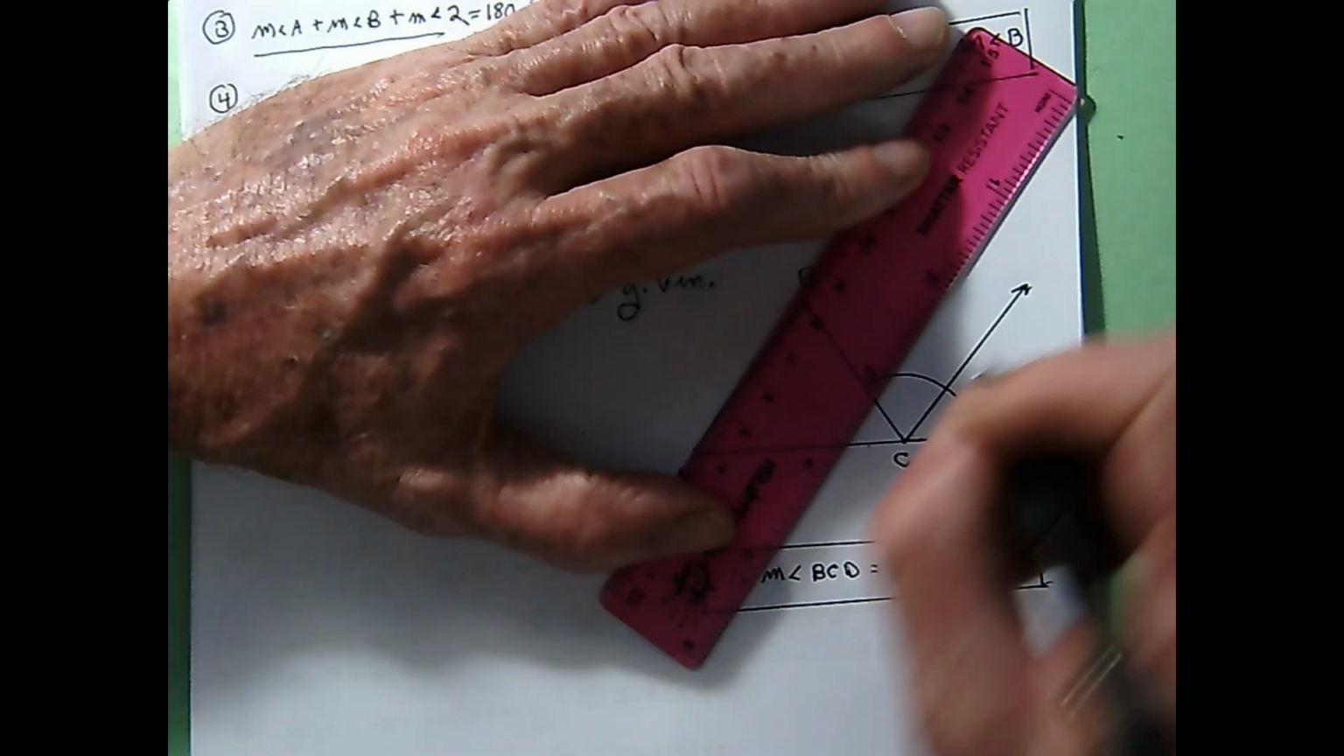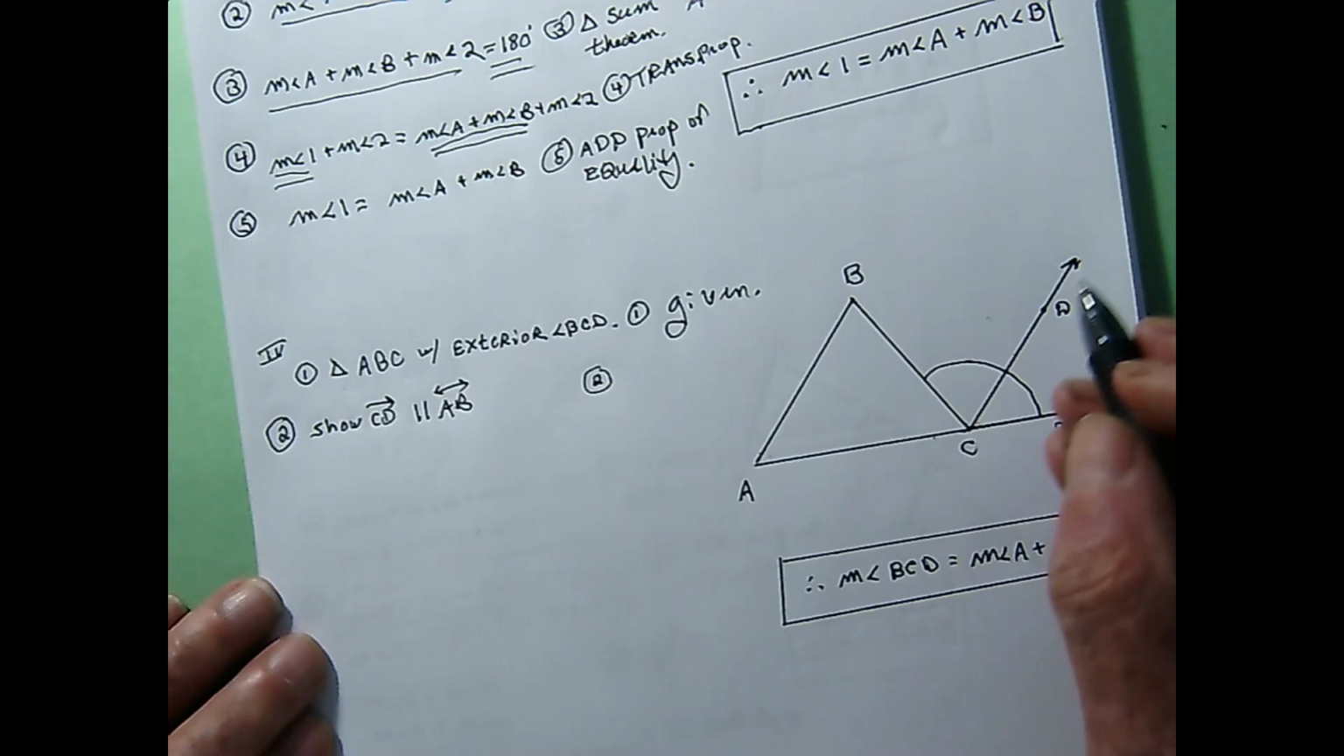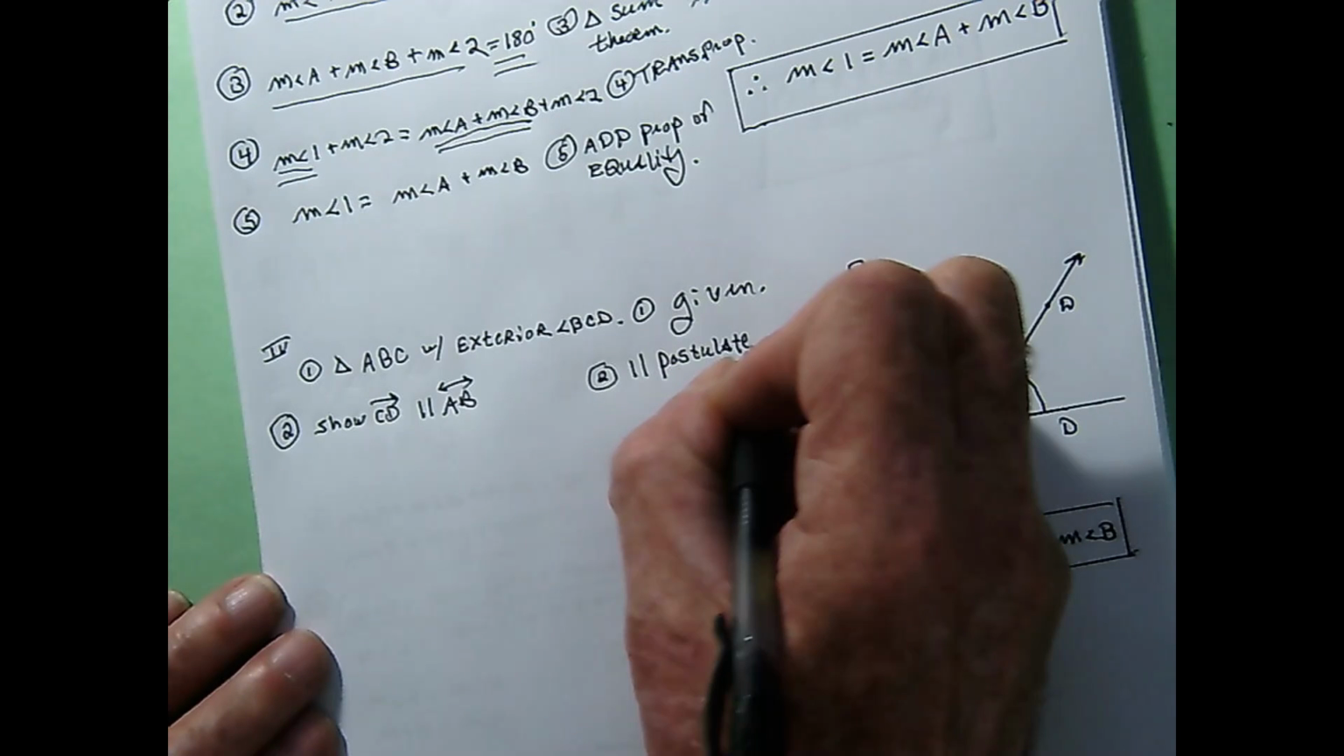I'll have to make a statement about it. I'll say, show CD, that ray, parallel to AB, that line. And you might say, well, what makes you think you can go around through this point, not on that line, showing a parallel? I say that's the parallel postulate. It is quite the useful postulate when you're doing plane geometry.